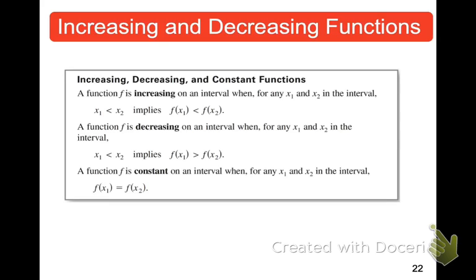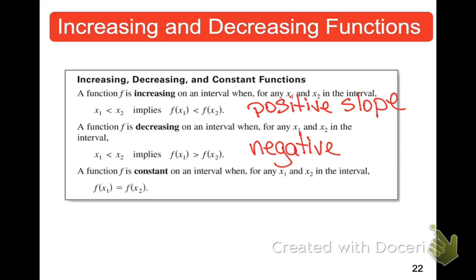Okay, so when it's increasing, it looks like a positive slope. Decreasing looks like a negative slope. Constant looks like a 0 slope. That's a horizontal line.